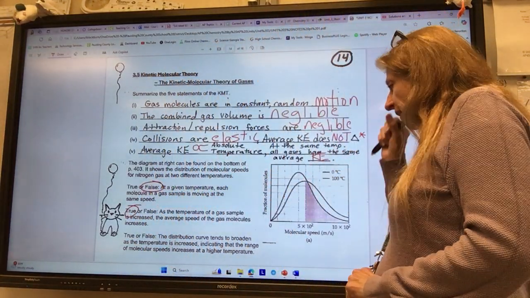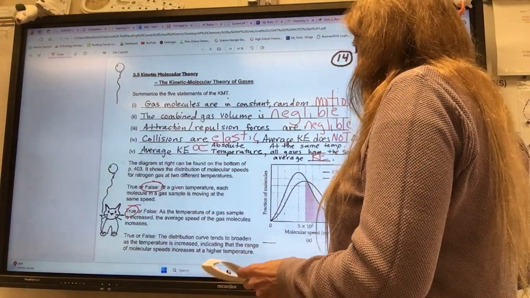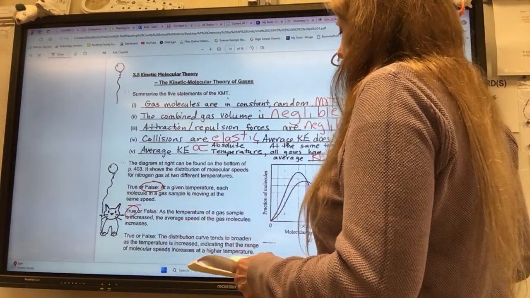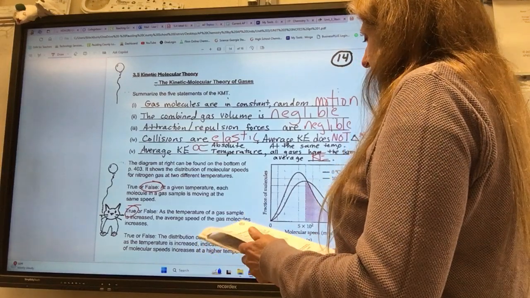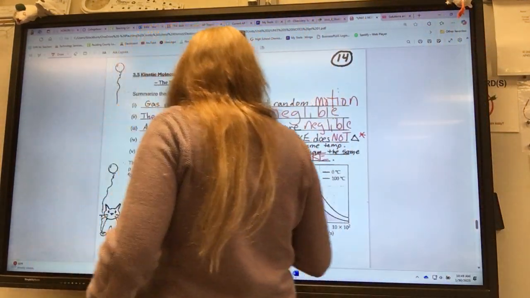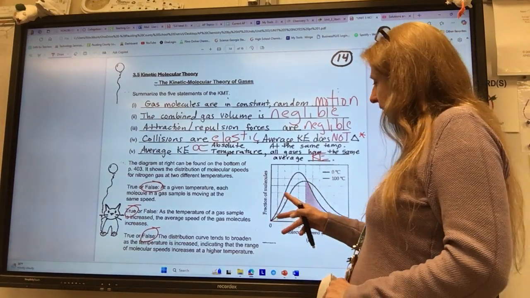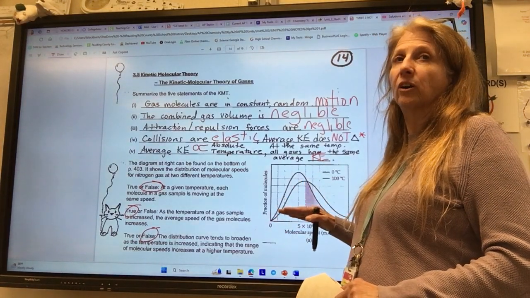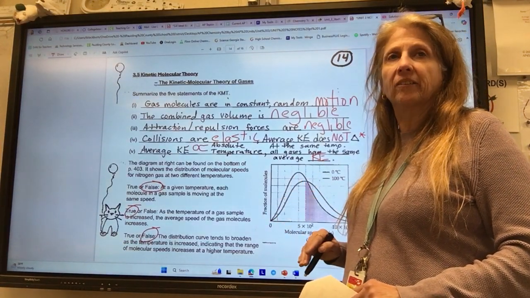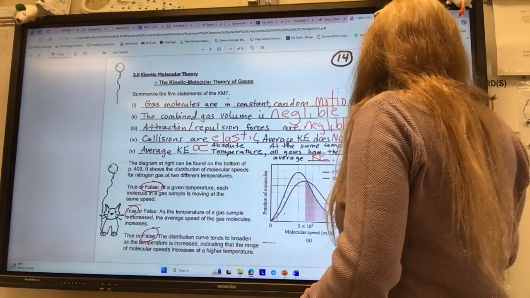True or false? The distribution curve tends to broaden as the temperature is increased, indicating that the range of molecular speeds increases at high temperatures. That's false, it's the opposite. As it heats up, it gets flatter, meaning the range is less. Can you see that on the graph? All right, moving right along.